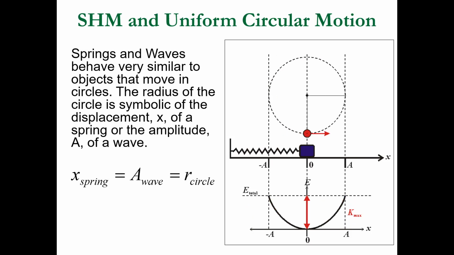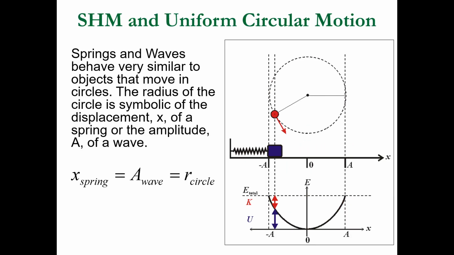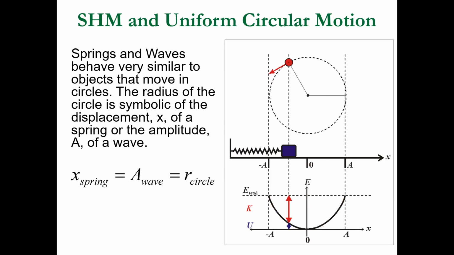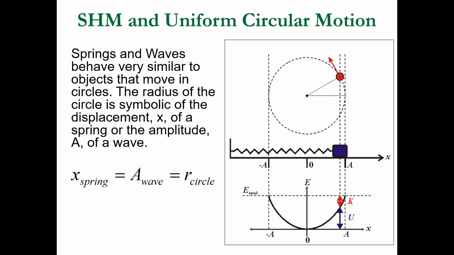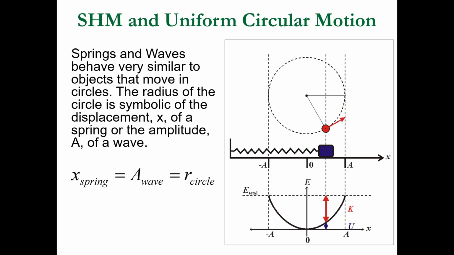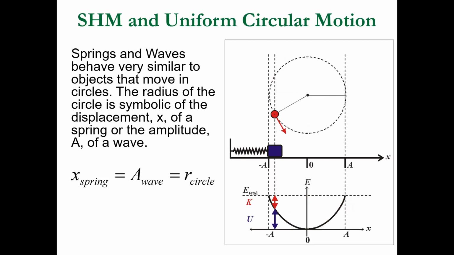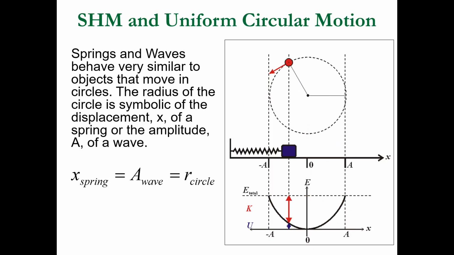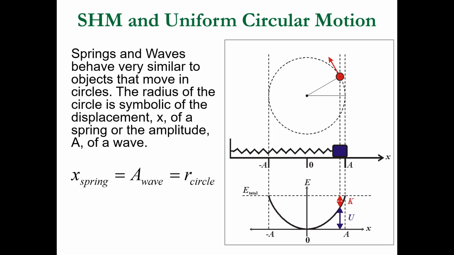All right, so another connection between simple harmonic motion and uniform circular motion. We saw it before looking at the sine wave, but now I want you to see it again looking at that energy fluctuation. So springs and waves behave very similar to objects that move in circles. The radius of the circle is symbolic of the displacement x of a spring or the amplitude A of a wave. And so we can see this circular motion matches the oscillation. This time we're looking at a horizontal oscillation and the horizontal displacement of the object in circular motion.